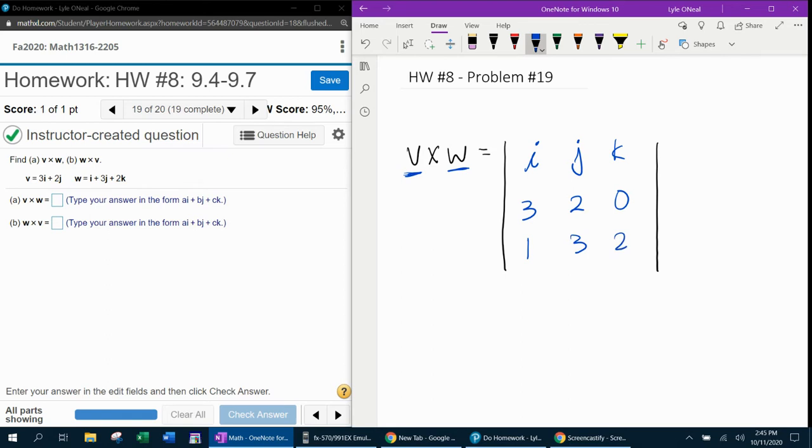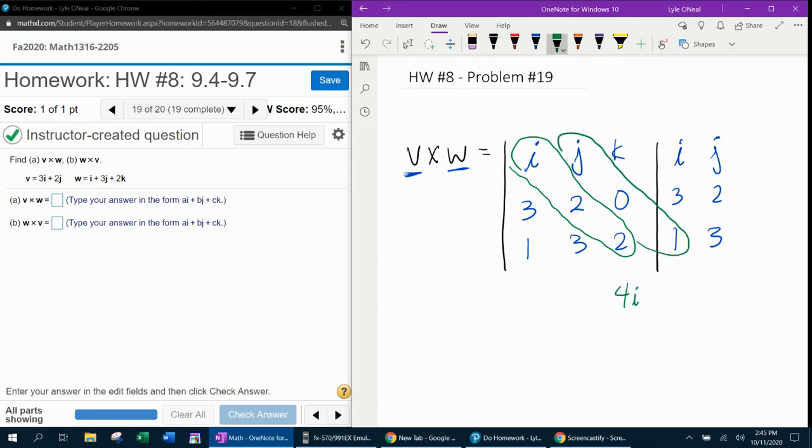Now, using the determinant shortcuts, we're going to copy and paste the first two columns to the outside. There's no reason to do that other than it makes the shortcut work. And then we're going to go down on the diagonal, multiplying from left to right. 2 times 2 times I, that makes 4I. On the next diagonal, 0 times anything is 0. On the next diagonal, 3 times 3 times k, that is a plus 9k.